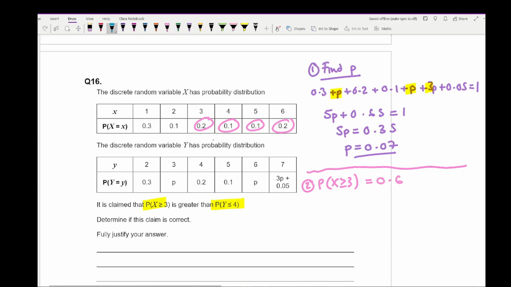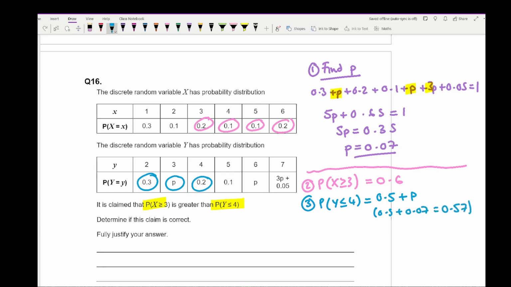And then with y being less or equal to 4, we add these numbers up. So the probability that y is less or equal to 4 is equal to 0.5 plus p. Now we know that p is 0.07, so this equals 0.5 plus 0.07, which equals 0.57. So going back to the claim, as 0.6 is greater than 0.57, the claim is correct.